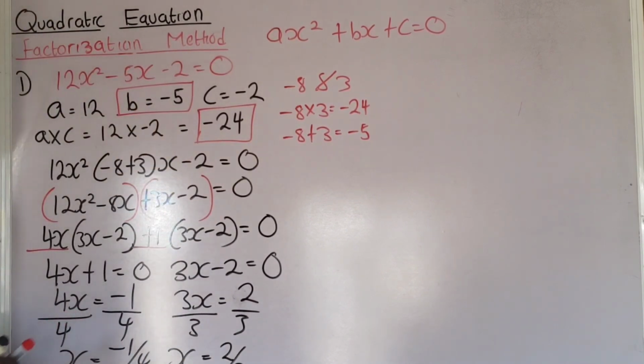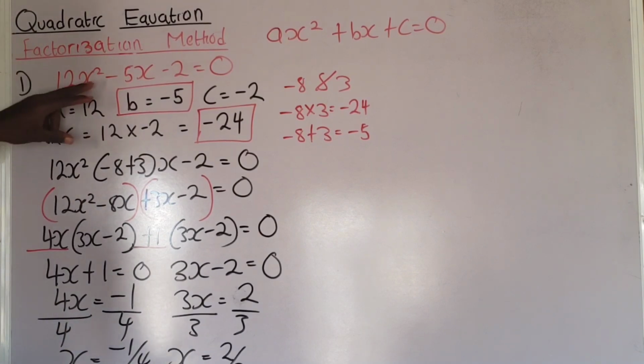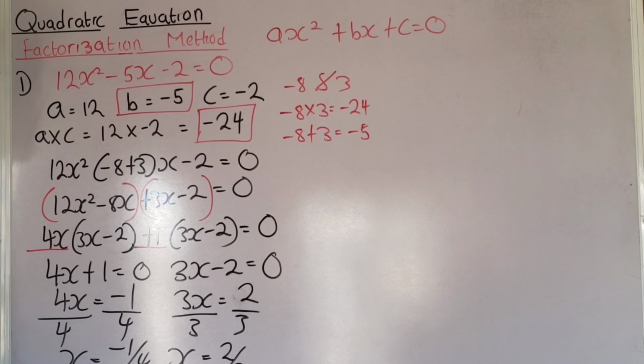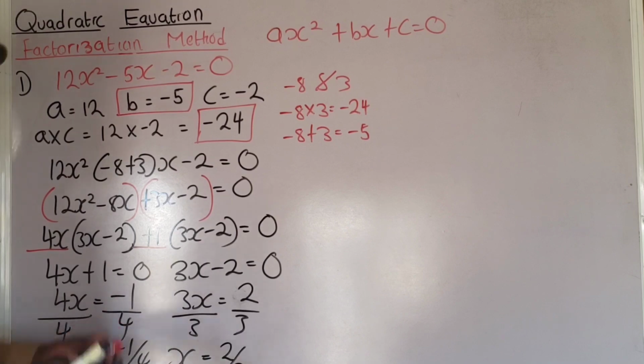You can see now, so the roots of this quadratic equation, 12x squared minus 5x minus 2 equals 0, are negative 1 over 4 and 2 over 3 respectively. Do you understand? So that is the first question. Let us deal with another question.